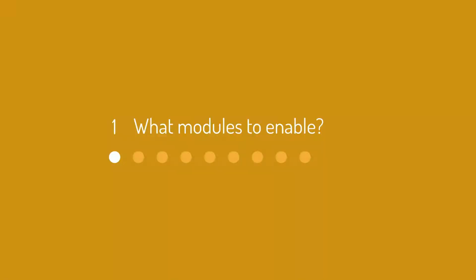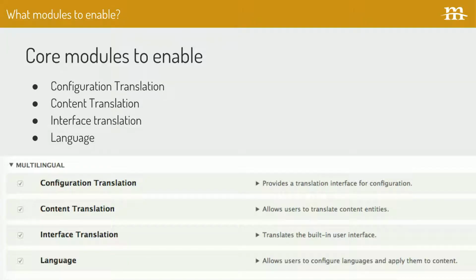All right, first let's talk about what modules we're going to need to configure a multilingual Drupal site. So first, what core modules are we going to need? You're pretty much going to need all of them that are in core. So you've got four main modules. You've got configuration translation. This allows you to configure things like blocks, menus. Content translation lets you translate nodes, taxonomy terms, other entities. Interface translation, we'll talk through this later, lets you translate all the hard-coded text that you have around the site. And then the language module allows you to manage languages.